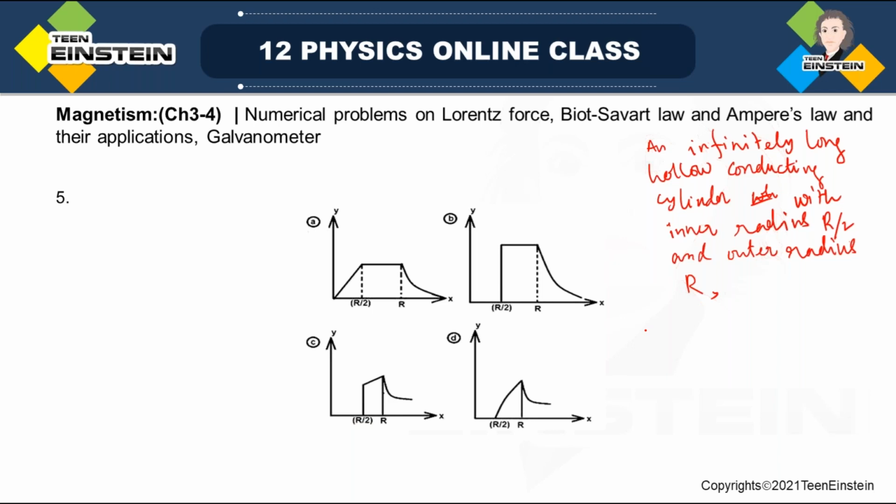carries a uniform current density. I'm not writing that, I'm just writing this information. So let me draw this figure itself. So there are two radii, that means a hollow cylinder like this. So this has inner radius R by 2 and the outer radius is R. Okay, so this cylinder is actually carrying a current, uniform current density along its length. Along its length means like this.